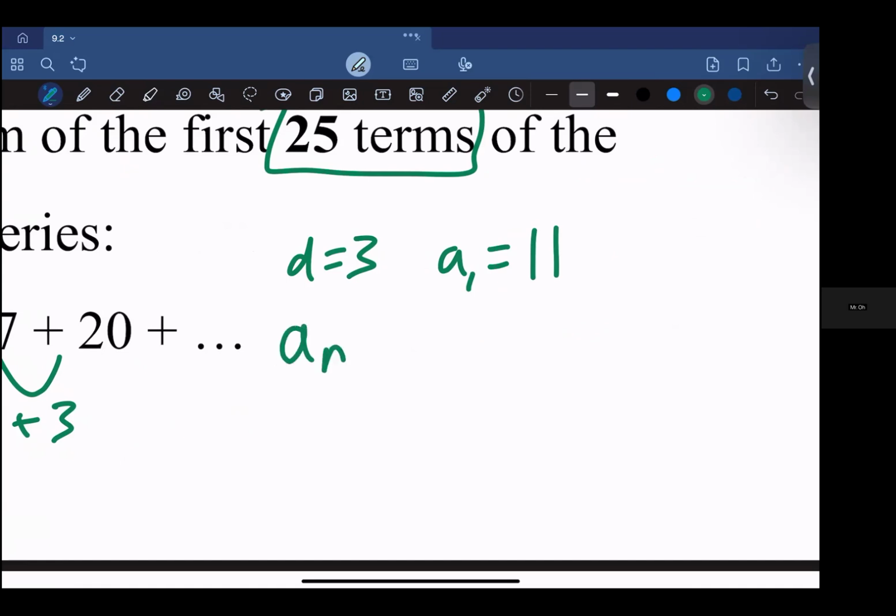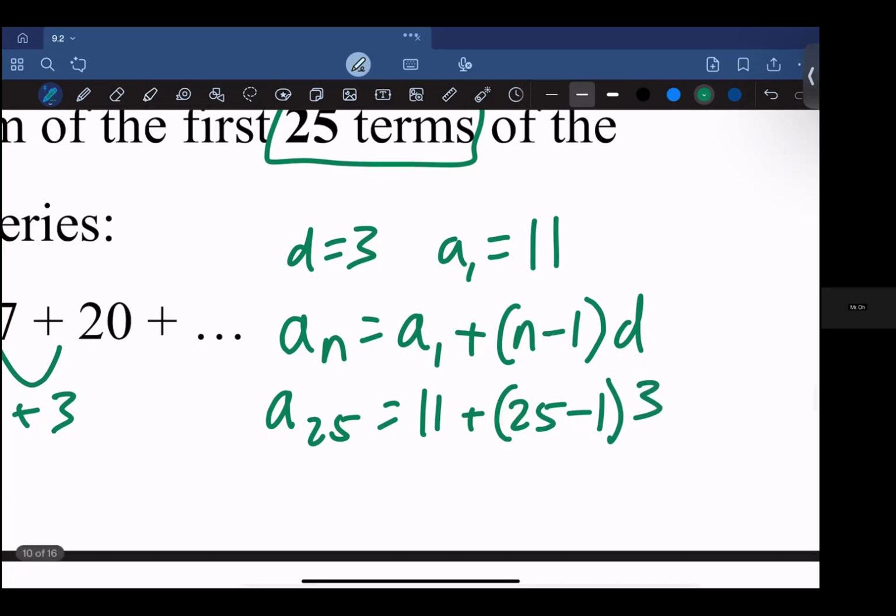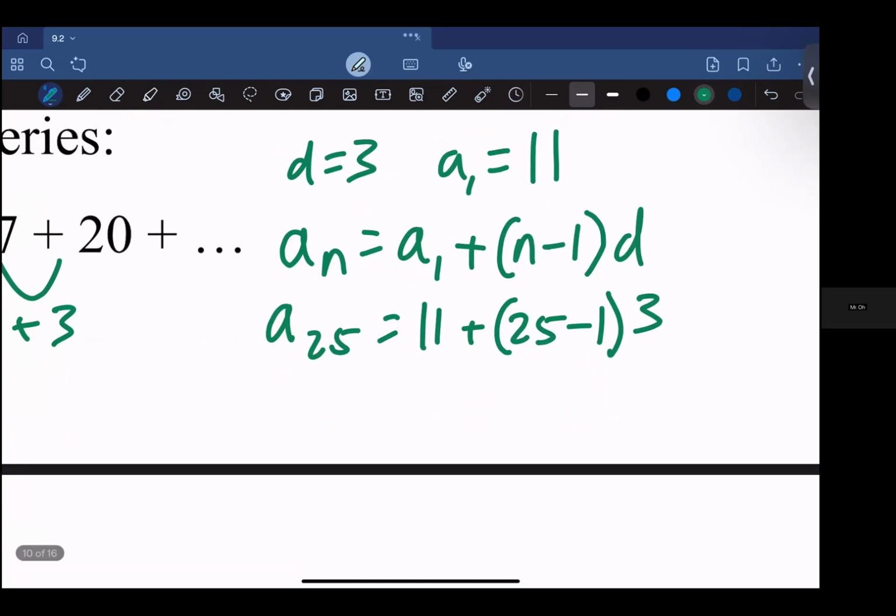I'm going to do an equals a1 plus n minus 1 times d. We're really good at this now. a25 is equal to 11 plus 25 minus 1 times 3, which is our common difference. If we simplify this out, we will get a25 is equal to 83.